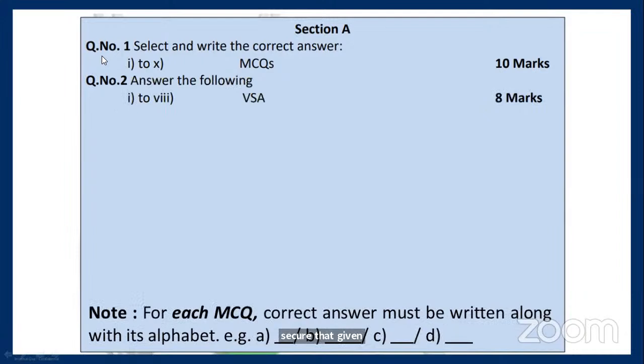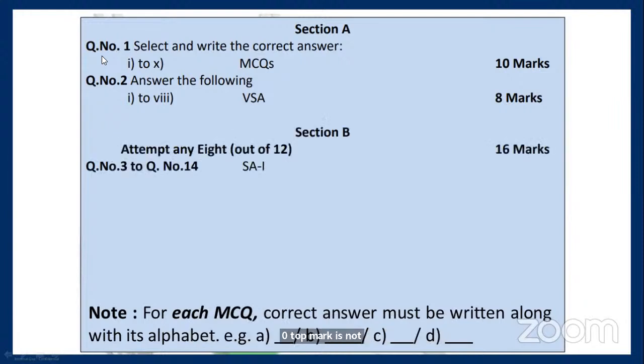And question number 2 contains 1 mark questions. Total questions are 8, but you have to write the answer in short. For question number 2, either you get 1 mark or 0. Half mark is not allotted for question number 2. Section B, attempt any 8 out of 12 questions. You have to attempt 8. Per question 2 marks and total marks are 16.